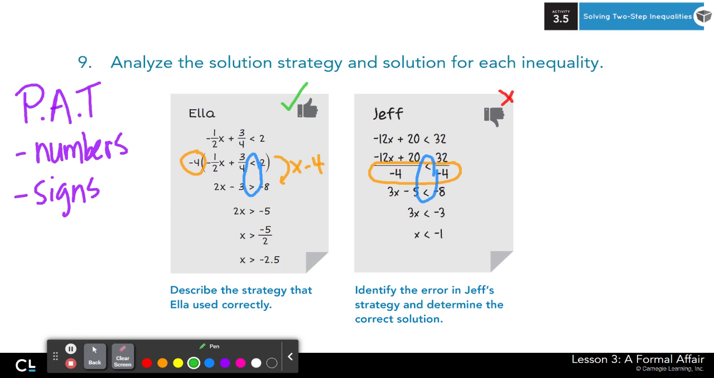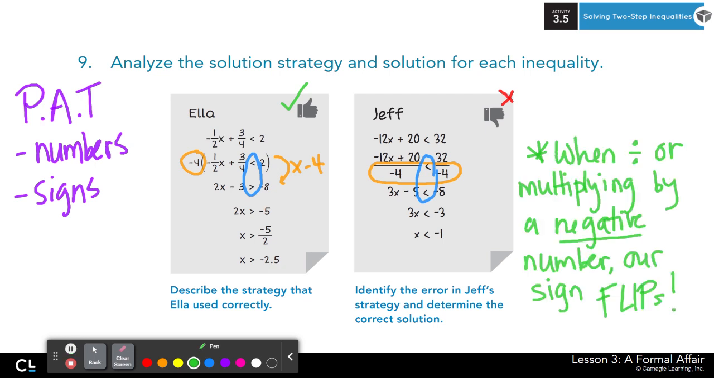Well, from this, we can conclude, and this is an important key point, so you might want to write this down: when dividing or multiplying by a negative number, our sign flips. So your inequality sign reverses from a greater than to a less than, from a less than to a greater than, anytime you're multiplying or dividing by a negative number on both sides of the sign. Take about 15 seconds to get that down. Pause here if needed.